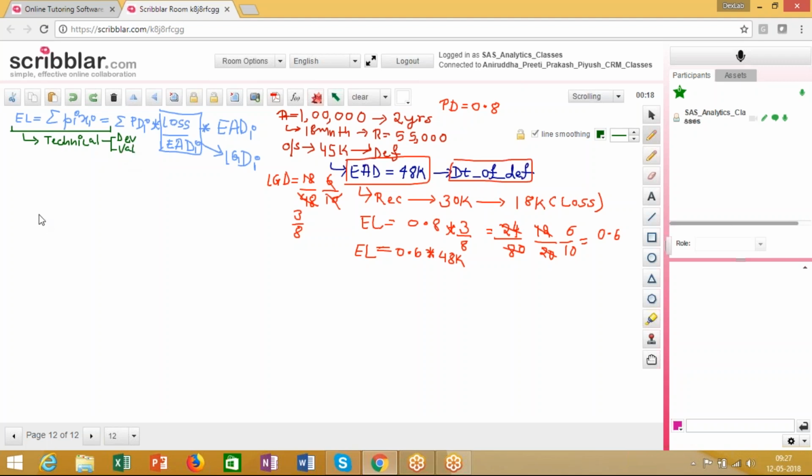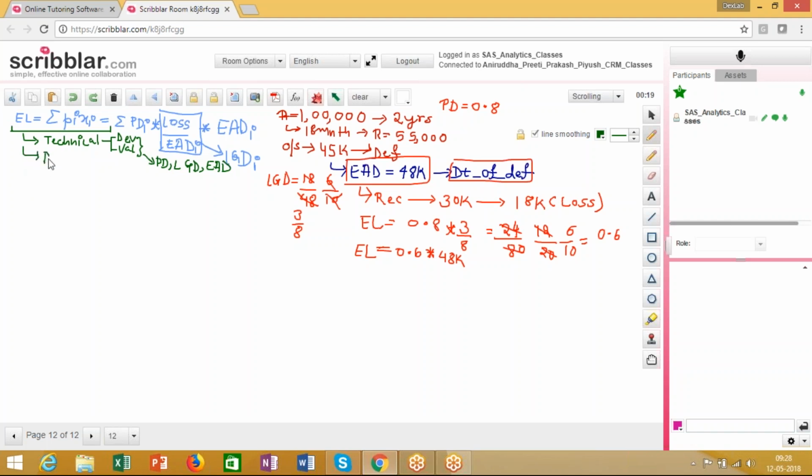And validation, right? And it is this part where we'll talk about developing PD, LGD, and EAD models. Talk about developing the PD, LGD, and the EAD models. Right.